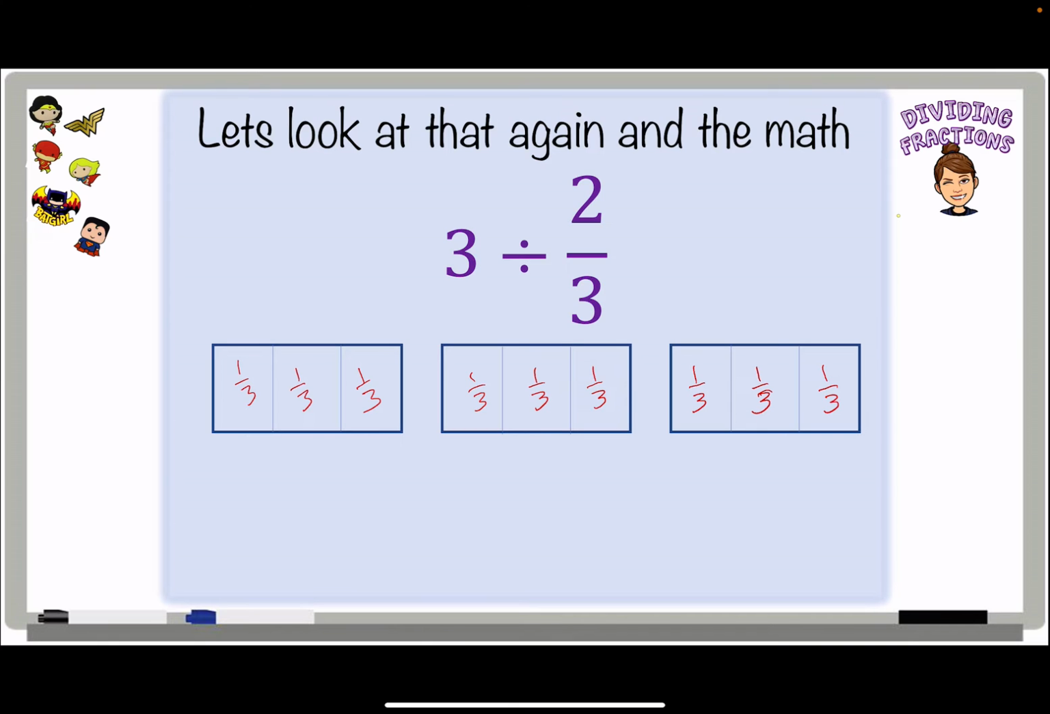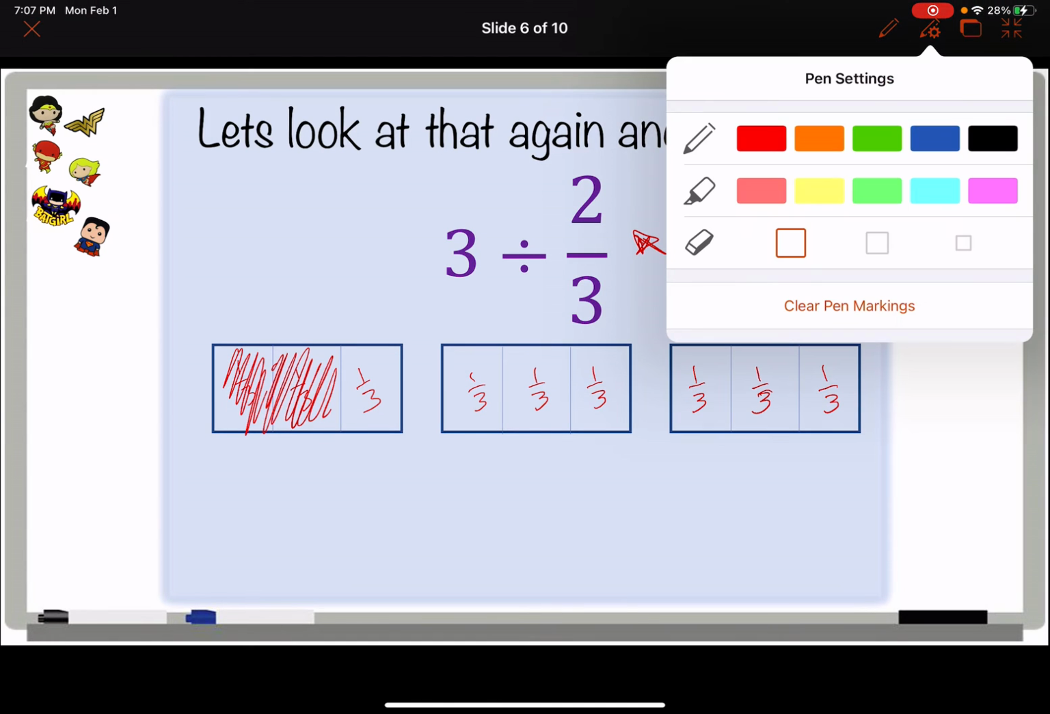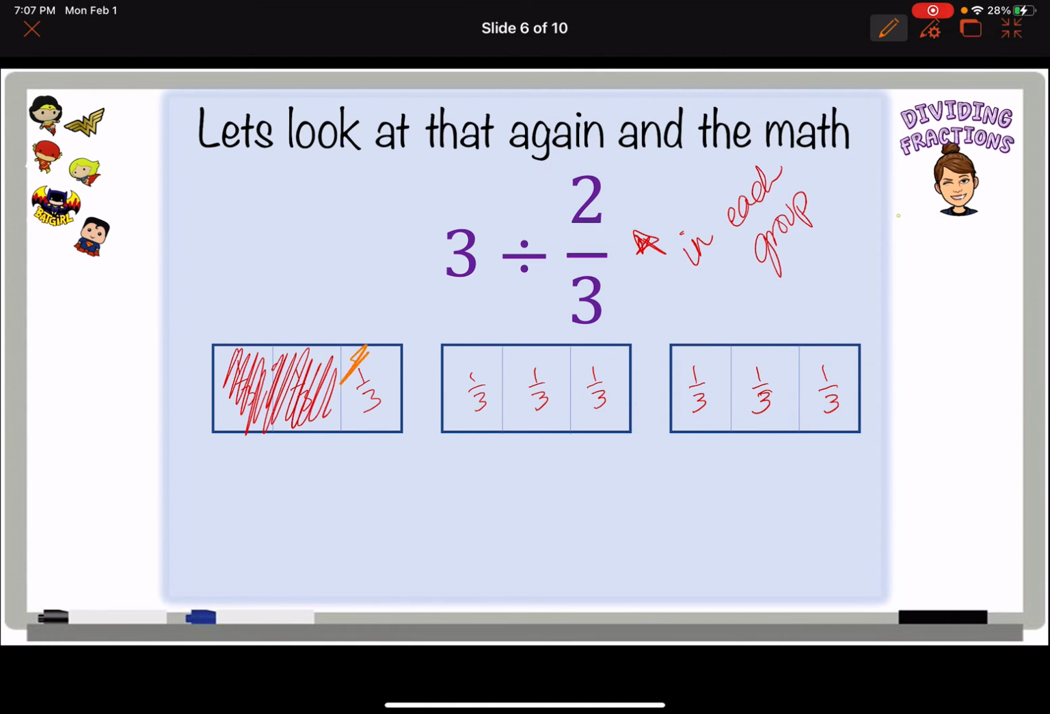Okay, and then now what I want to do is put 2/3 in each group. Okay, I want 2/3 in each group. So I want 2 of these in a group. So there's one group. And again, I'm going to change colors. 1, 2. So there's 2 groups.